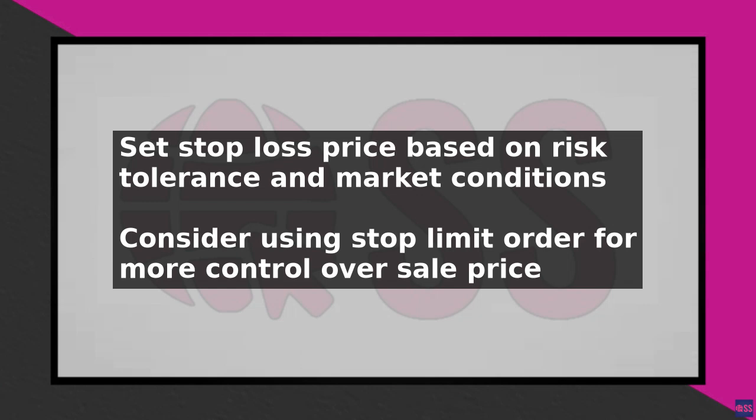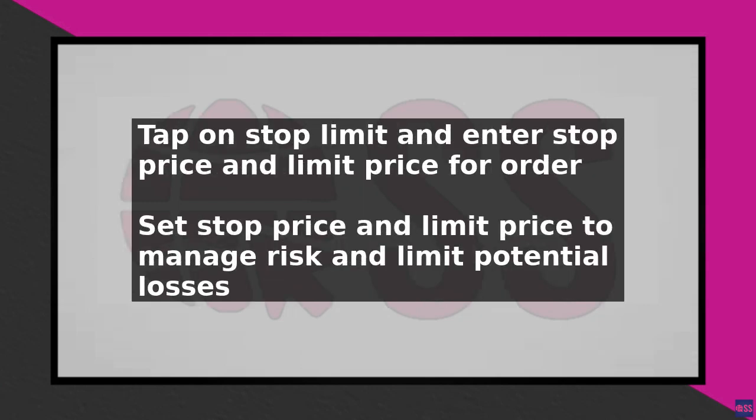For instance, you could set a stop price at $36,000 and a limit price at $35,000. This means if the price of Bitcoin falls to $36,000, Robinhood will attempt to sell your Bitcoin at $35,000.